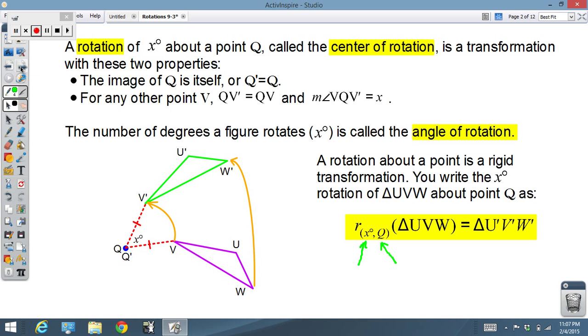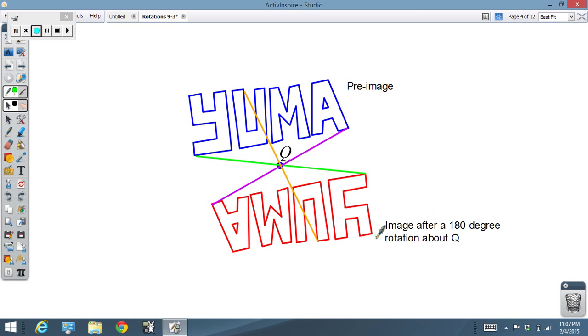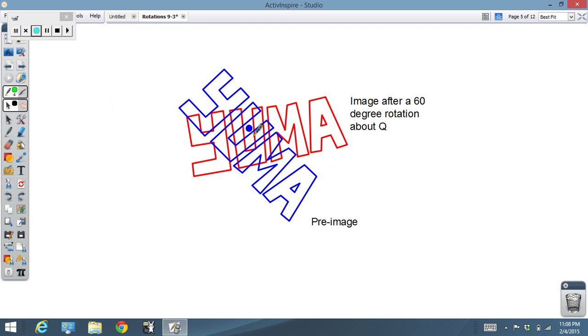Moving on, a couple of pictures. Here's the pre-image of Yuma. Every point I've moved about 90 degrees. See the purple lines, the orange lines, and the green lines, and we find the corresponding point after a rotation of 90 degrees about point Q. Next one, here's a 180 degree rotation. Every point is rotated 180 degrees around point Q, from pre-image to image. Finally, know also that they can overlap.